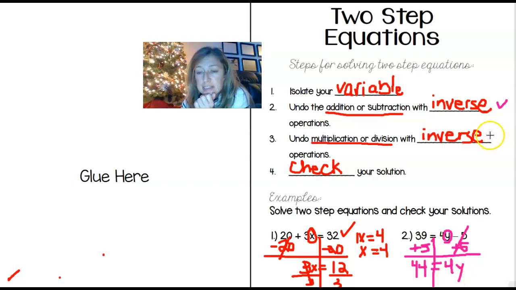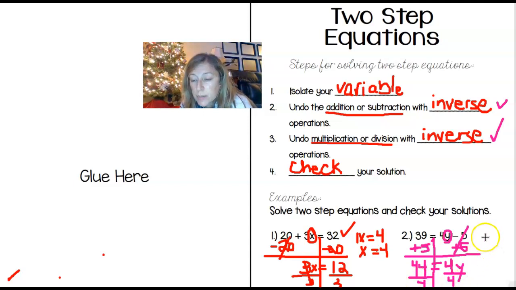And now the next thing it says up here is undo with multiplication or division. So that's the next thing I need to do. It looks like this is being multiplied again. So the opposite of multiplication, or the inverse, is to divide. I'll divide by what I'm multiplying by, and that's by 4. So I'm left with y equals, and hopefully you have room to write underneath, but I don't. y equals 44 divided by 4 is 11.